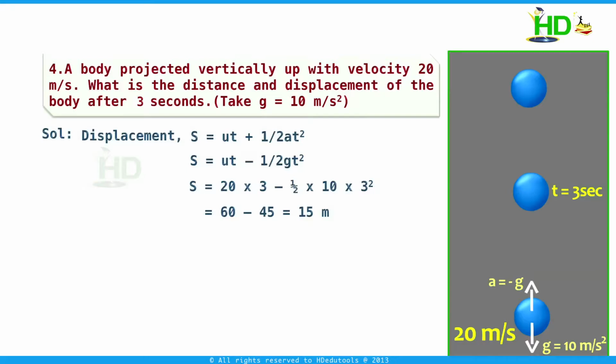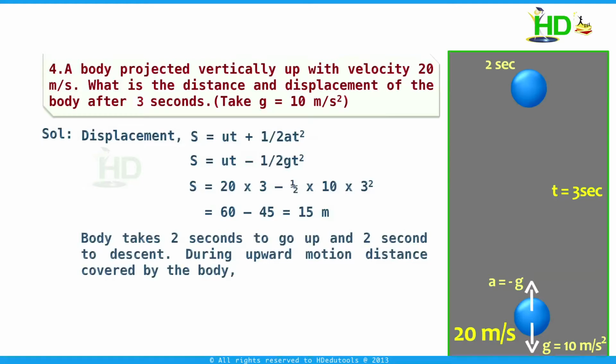Now what is the distance? Are distance and displacement the same? This is initial and this is final position. If we consider the motion of this body, the time of ascent for this body is u by g, that is 2 seconds. It takes 2 seconds to reach maximum height. After 2 seconds it will fall down like this. Now after 3 seconds it is at this position. This displacement is 15 meter.